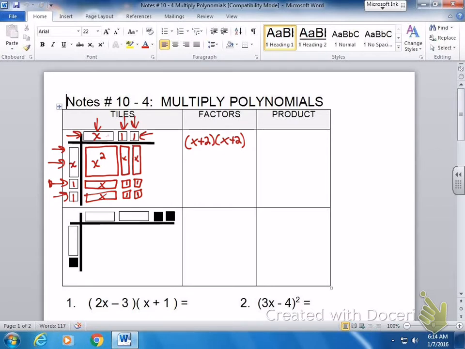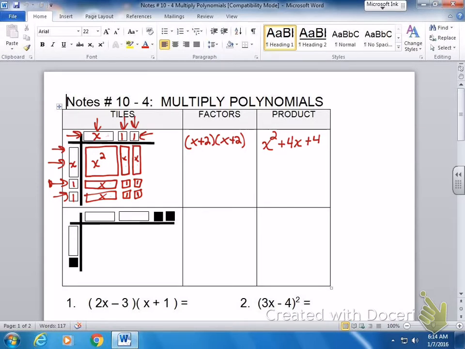Now to find the solution to that, I can basically just count up my boxes. I have one big box with x squared, so I'm going to have an x squared in my answer. Now I'm going to look at my x's. I have 1, 2, 3, 4 x boxes, so that's plus 4x. Now the next one is all the 1s. Well, I have 4 of them, so that's plus 4.